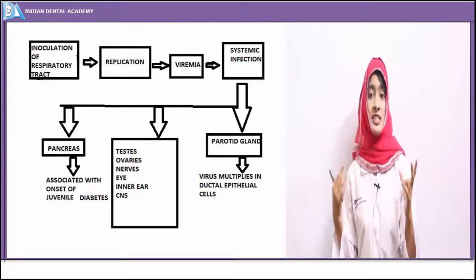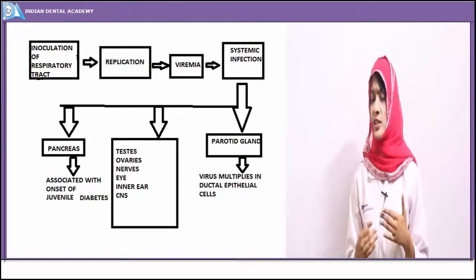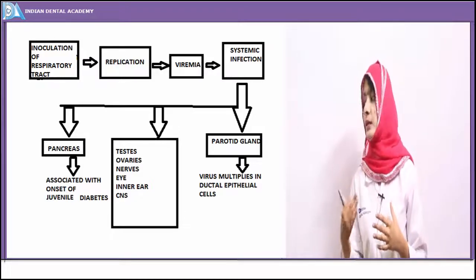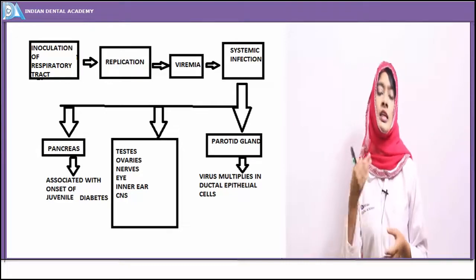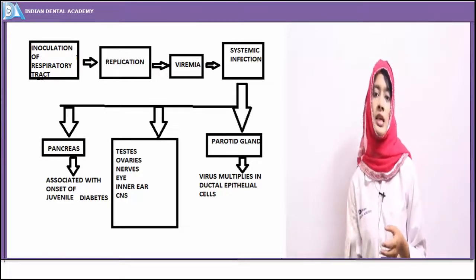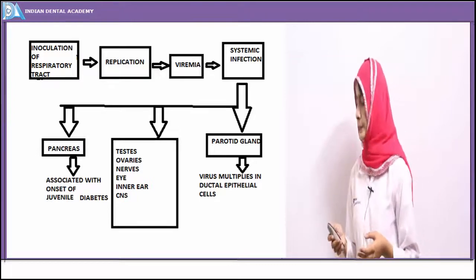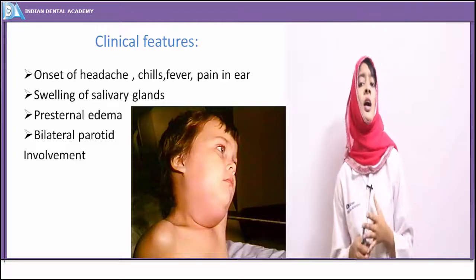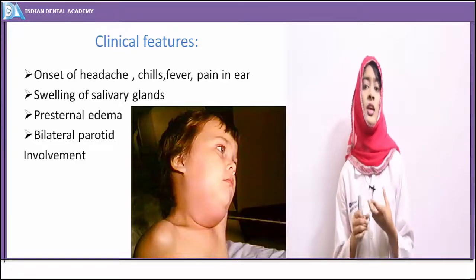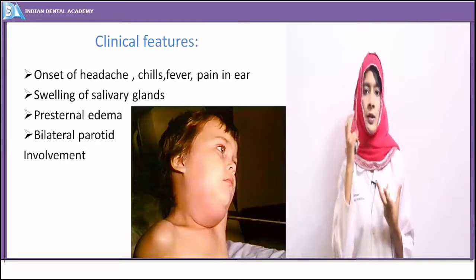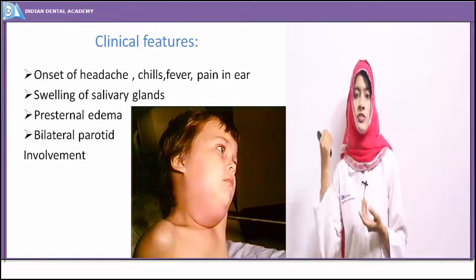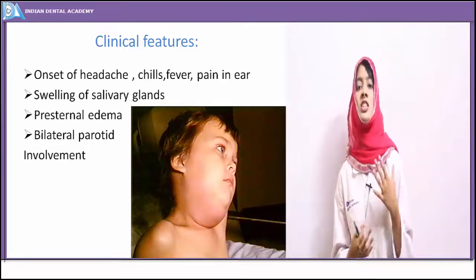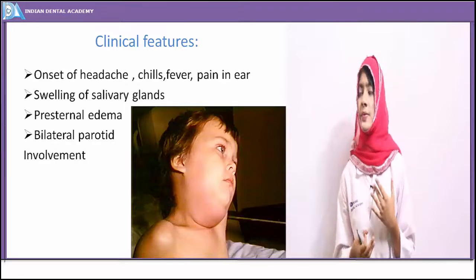It affects the eyes, ears, testes, ovaries, and specifically when it involves the parotid gland, it keeps multiplying in the ductal epithelial cells, leading to damage of the acinar and the ductal cells of the parotid gland. So clinical features are swelling of the involved area, pain in the ear, pain in swallowing, and because of the involvement of the parotid gland, you can see that the ear is lifted above the surface because of the swelling, and systemic symptoms like headache, chills, fever, pain in ear may be seen.